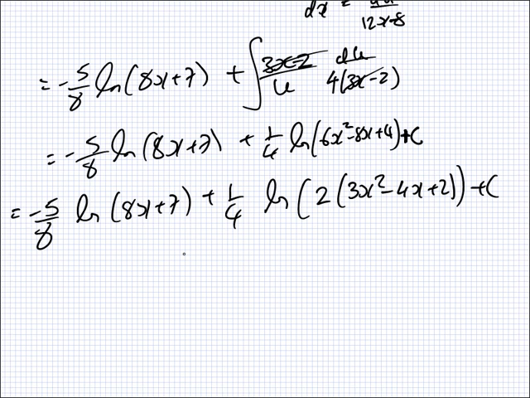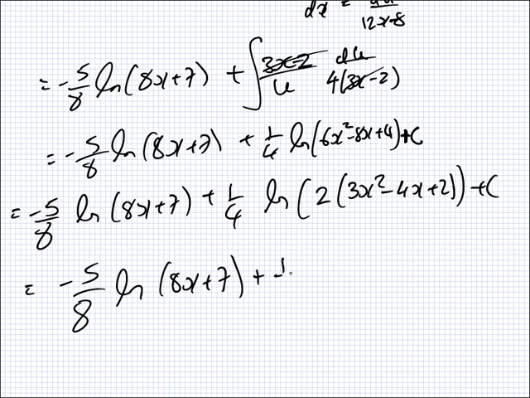Anyone see what to do next to simplify this? Let's take the 2 out. How do I take the 2 out? Square. No. Over. So it's 1/4 log 3x squared minus 4x plus 2.